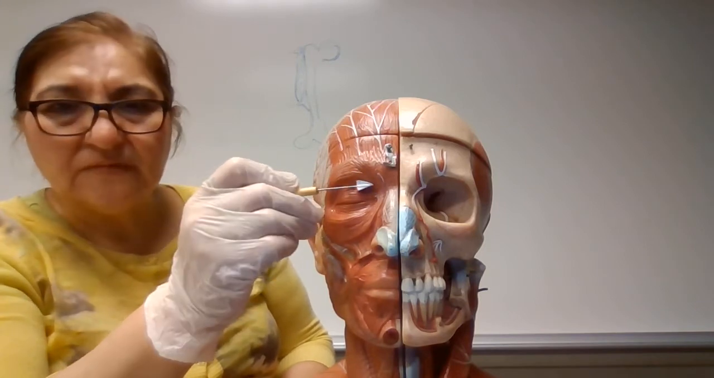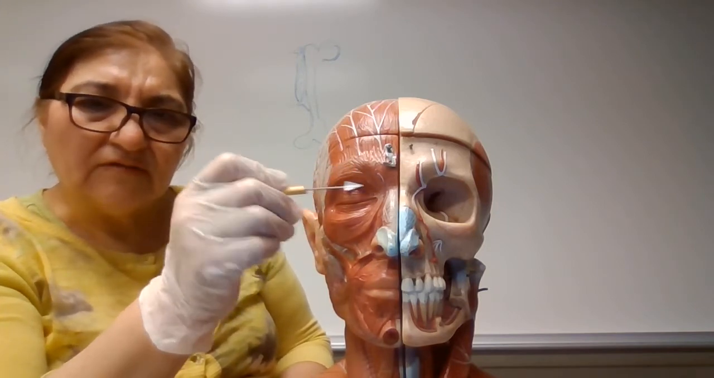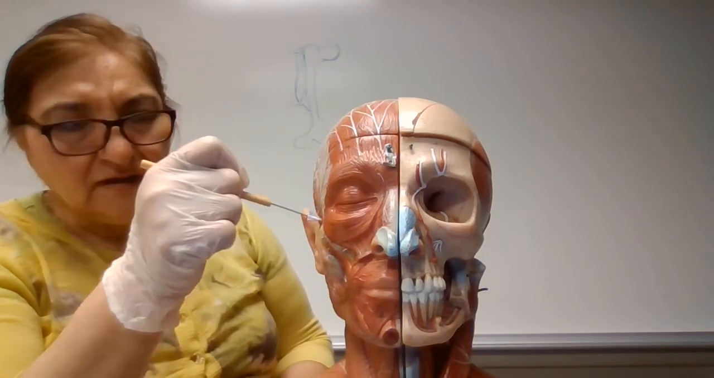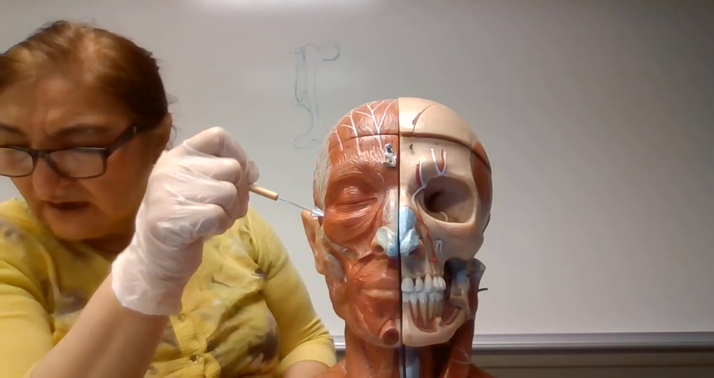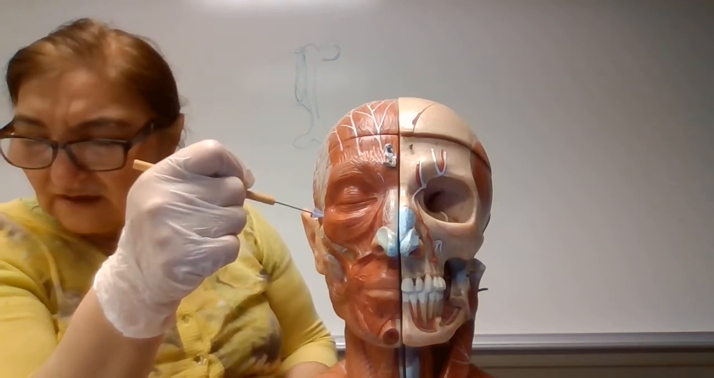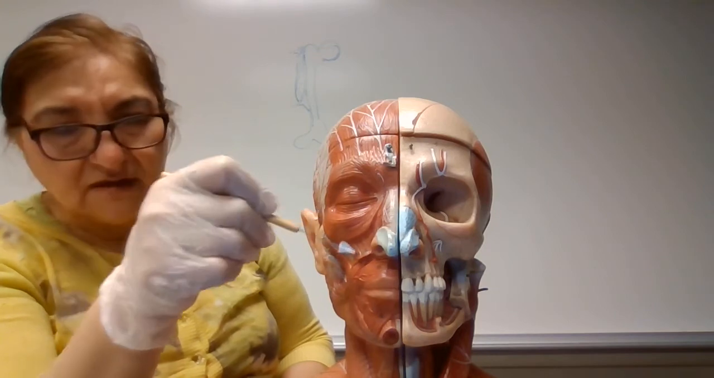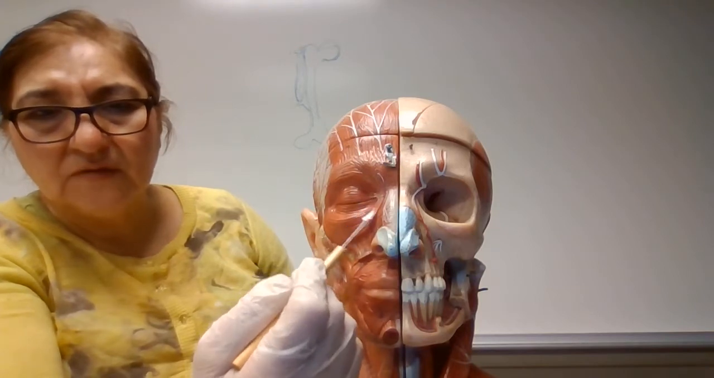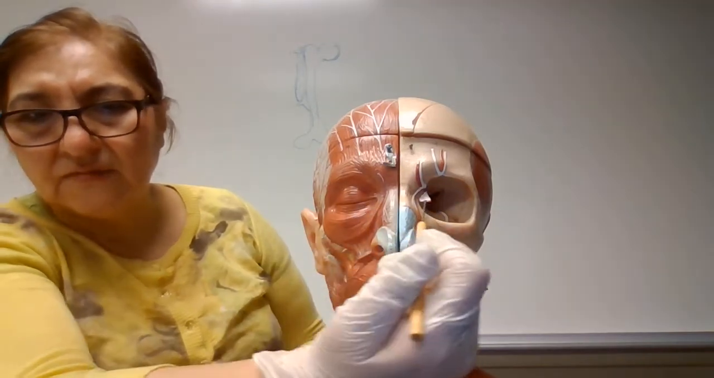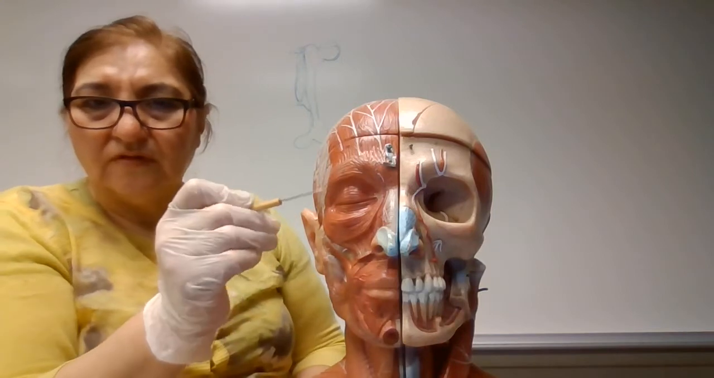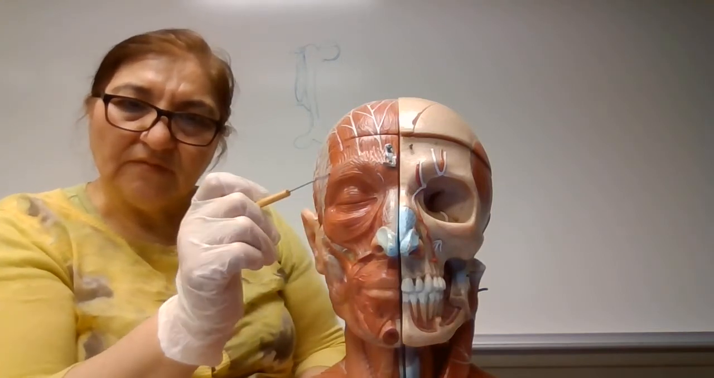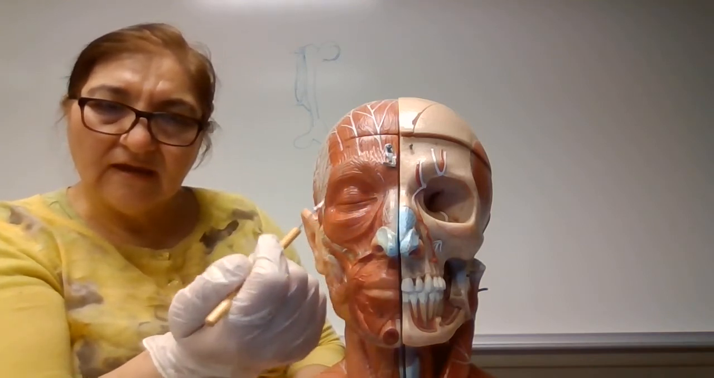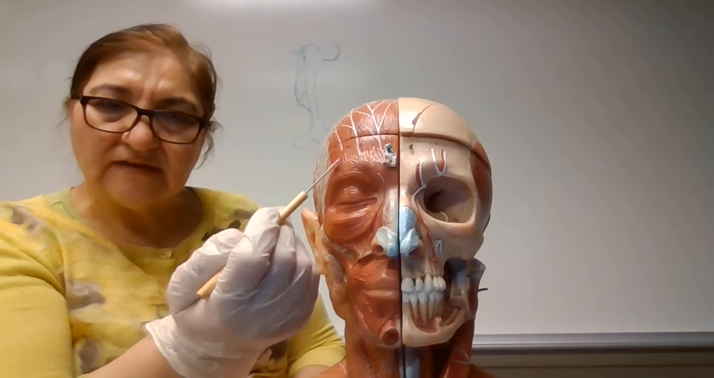When we say medial, it originates from three bones: frontal, maxilla, and lacrimal. The lacrimal bone is located here. That's the lacrimal bone. Three bones. This muscle originates from the frontal, lacrimal, and maxilla. Okay, that's orbicularis.